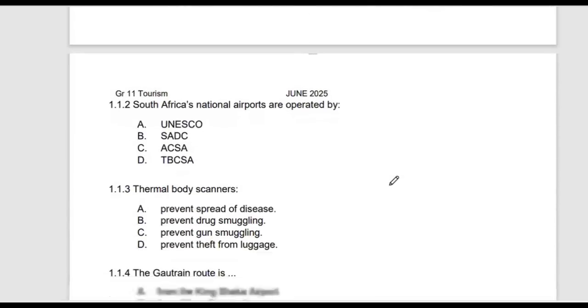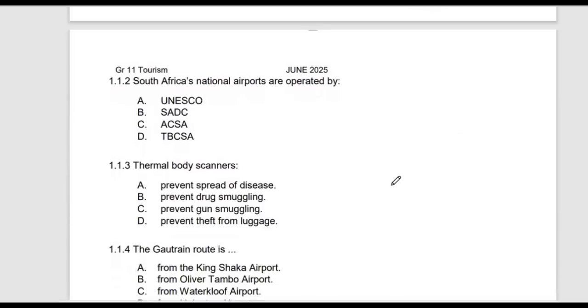Now, moving on to the next one, 1.1.2, South Africa's national airports are operated by. South Africa's national airports are operated by an organization which is known as Airports Company South Africa, abbreviated as ACSA. So the correct answer in this scenario would be ACSA. That's the Airports Company South Africa.